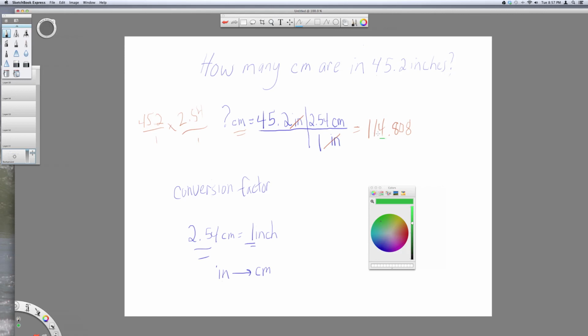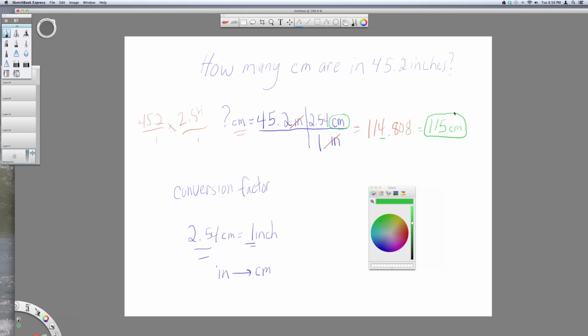That's the third one. What do you see next to the 4? I see an 8. What does that cause the 4 to do? Causes it to go up to 5. So this rounds to 115. Don't forget your unit, centimeters. And there is your answer for the first dimensional analysis problem.